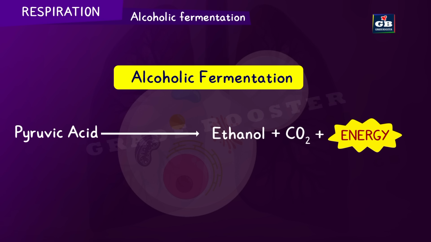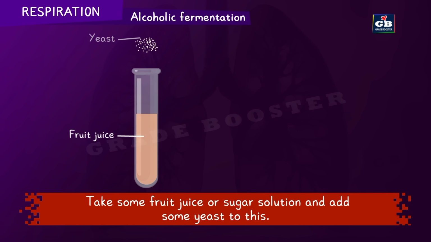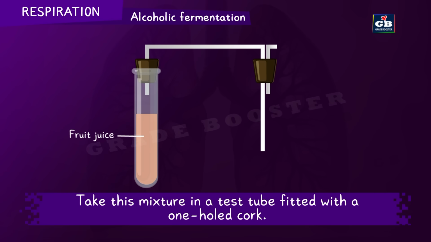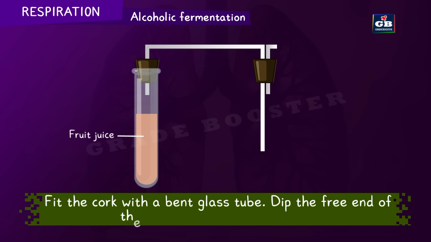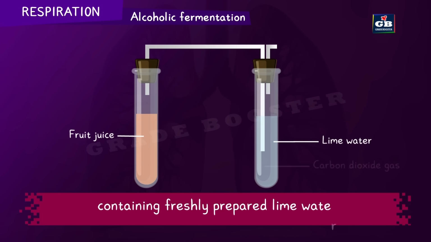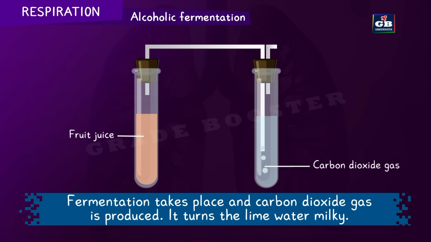We can observe alcoholic fermentation with the help of an activity. Take some fruit juice or sugar solution and add some yeast to it. Take this mixture in a test tube fitted with a one-hole cork. Fit the cork with a bent glass tube. Dip the free end of the glass tube into a test tube containing freshly prepared lime water. Fermentation takes place and carbon dioxide gas is produced. It turns the lime water milky.